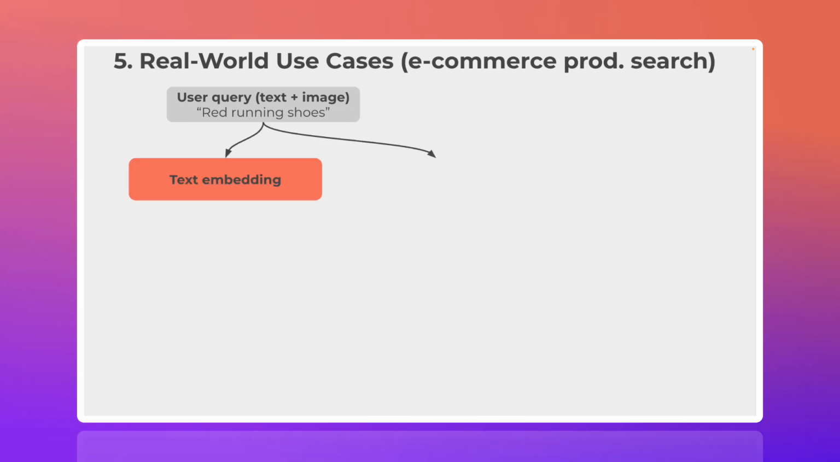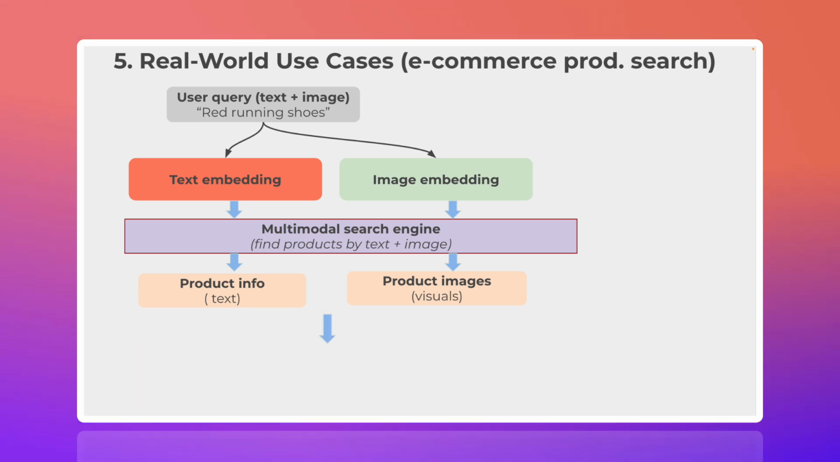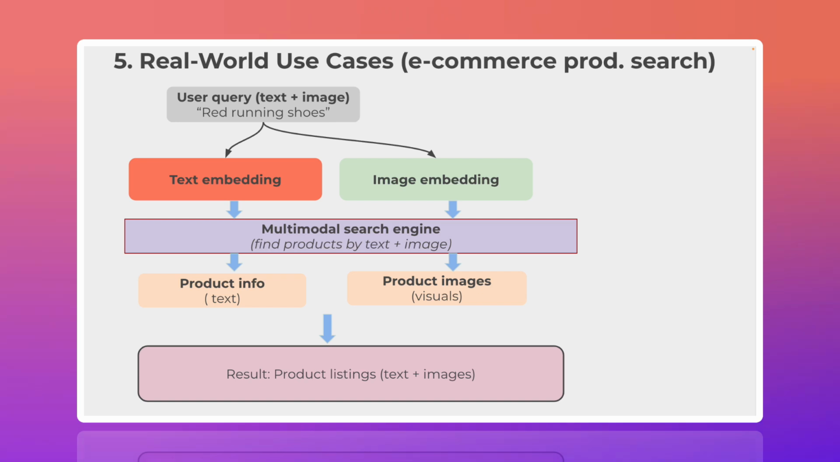We can also look at a real-world use case, in this case, e-commerce product search. A user comes in, types running shoes, and passes in an image. We have the text embedding, same thing, and image embedding. We go through this multimodal search and find products by text and images. Then we get product information in a textual format and the product images in the visual format. The result is that we have product listings, which contain text plus images.